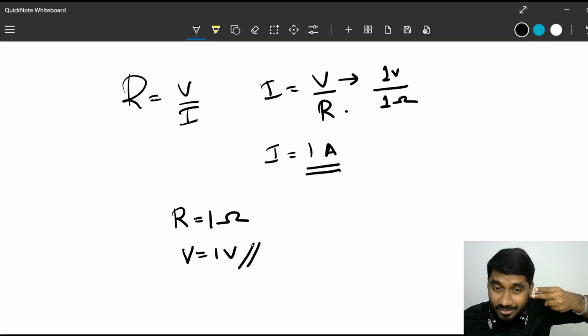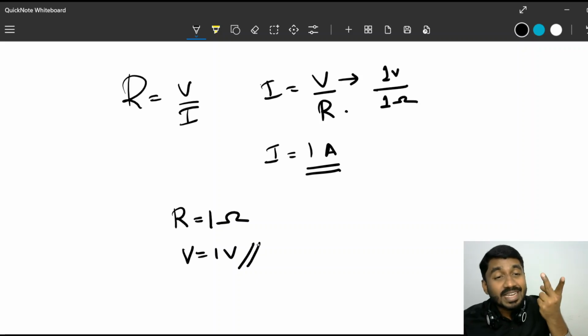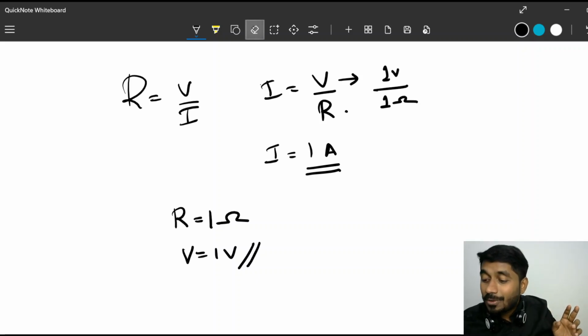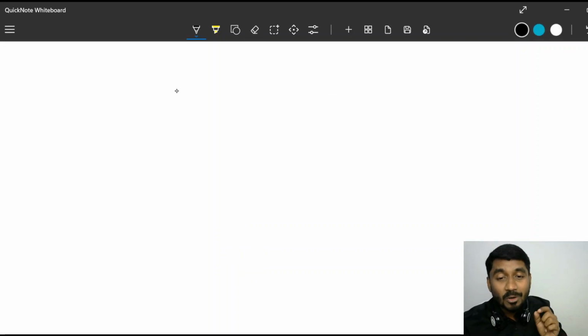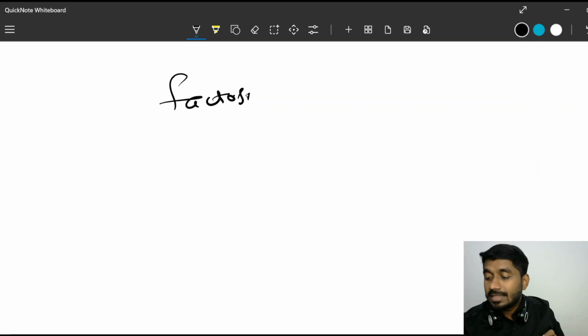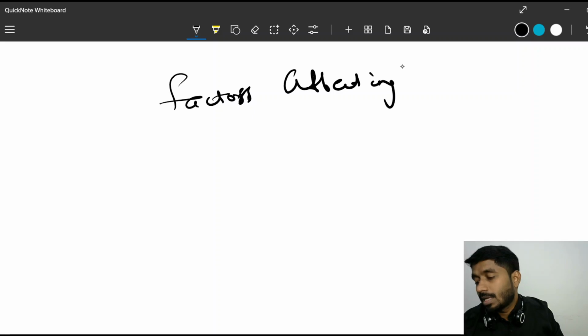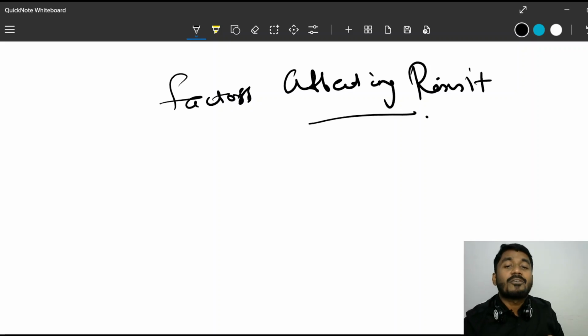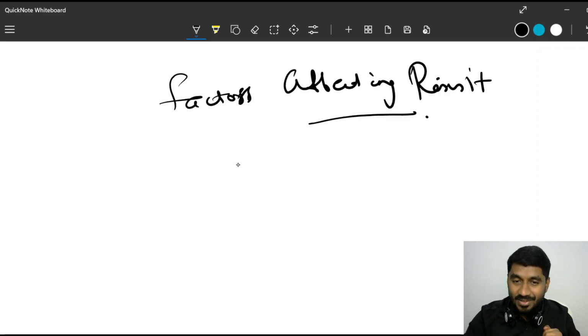So the second topic we finish. First topic, I is equal to Q by T, Q is equal to N into E. Second topic, what is Ohm's law, and equations related to Ohm's law. Now let's move on to the third topic in the chapter, the factors affecting resistance.